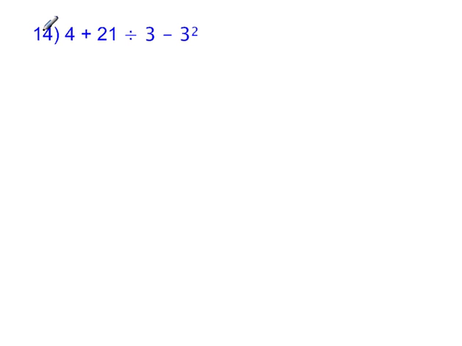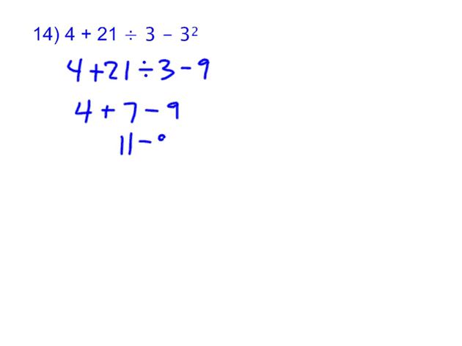Looking at the problem from left to right, no parentheses, but there is an exponent. So this would become 4 plus 21 divided by 3 minus 9. Left to right, multiplication, no, or division, yes, we've got a division problem. So 21 divided by 3 is 7. This becomes 4 plus 7 minus 9. And then we can just solve the problem left to right. 4 plus 7 is 11. 11 minus 9 is 2.